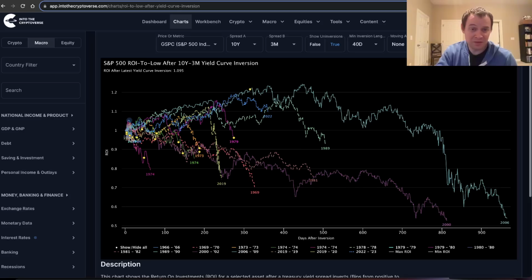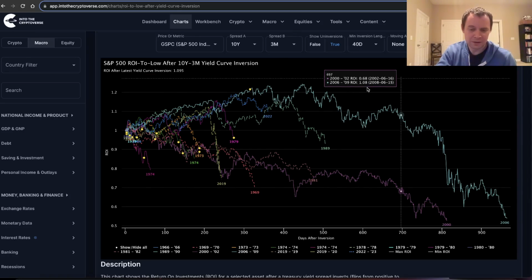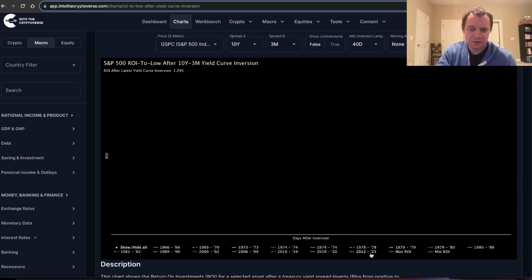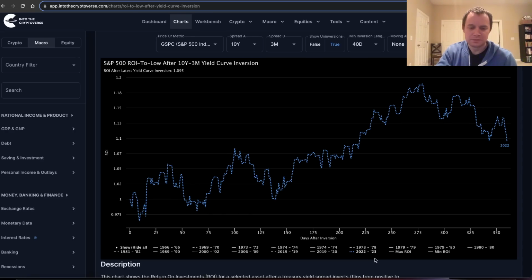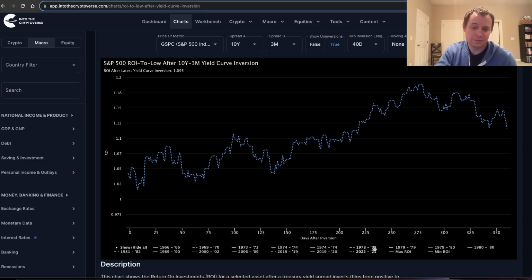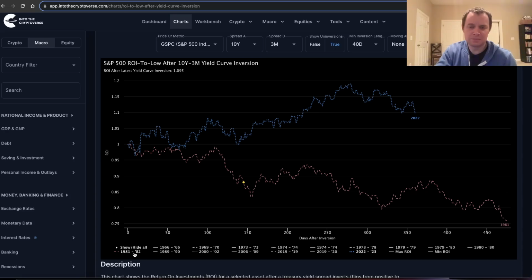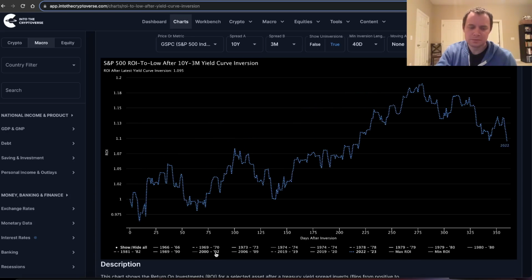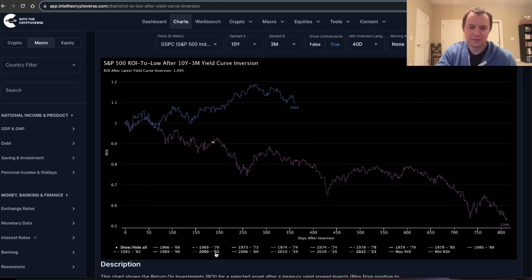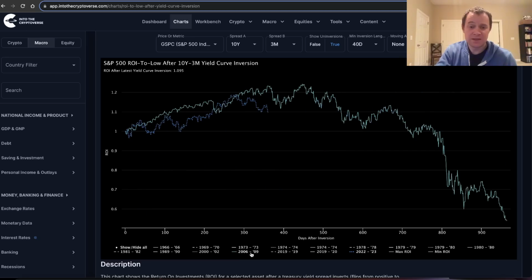So this is S&P 500 performance after the inversion of the 3-month and 10-year yield. Okay? This is the current cycle. This is 1973, right? This one here is 1981 to 1982. This is the dot-com crash. This is the financial crisis, right?